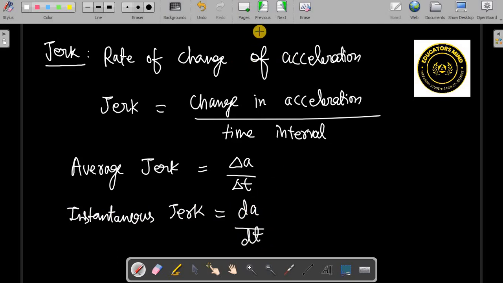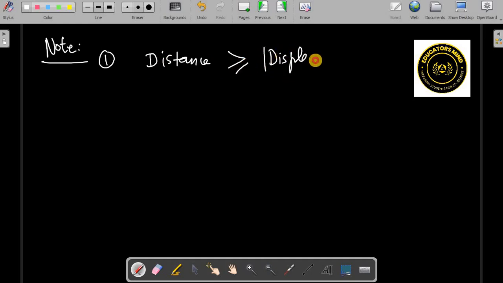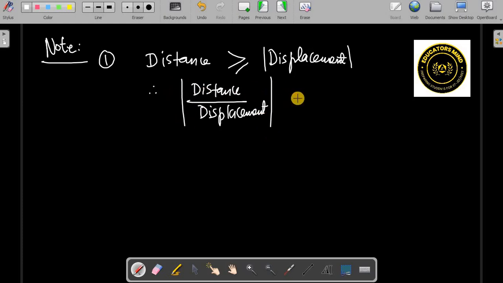Right? Now let's note the important points. First, the distance is always greater than or equal to the magnitude of displacement. Sometimes they may ask what is the magnitude of the ratio of distance versus displacement. If they ask this, it will always be greater than or equal to 1.